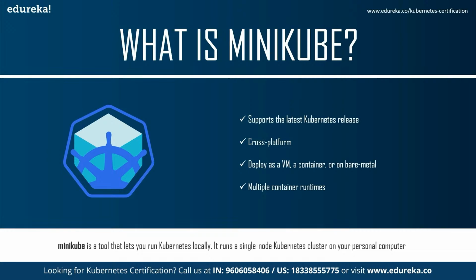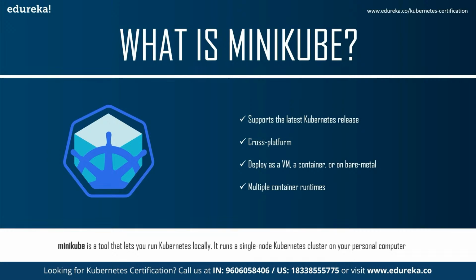You'll also need 2 GB of free memory, 20 GB of free disk space, an internet connection, and a container or virtual machine manager such as Docker, HyperKit, Hyper-V, KVM, Parallels, Podman, VirtualBox, or VMware. So these are some of the prerequisites. If you have all of these satisfied and installed, then you can get started with Kubernetes in a single command, that is minikube start.